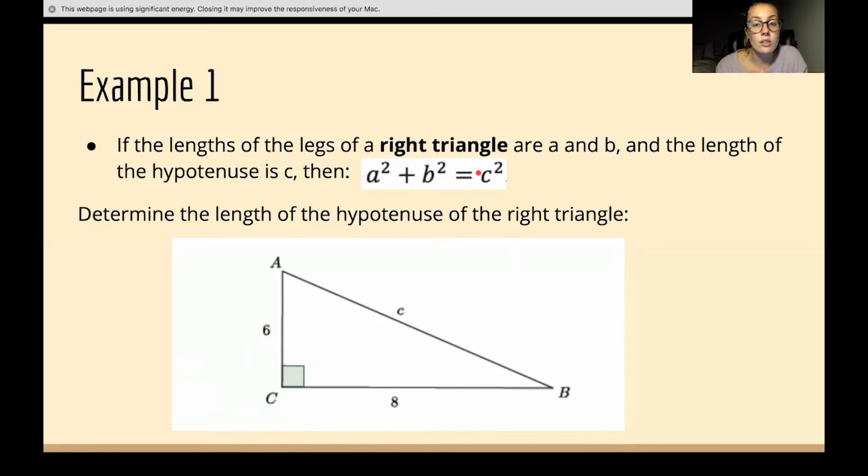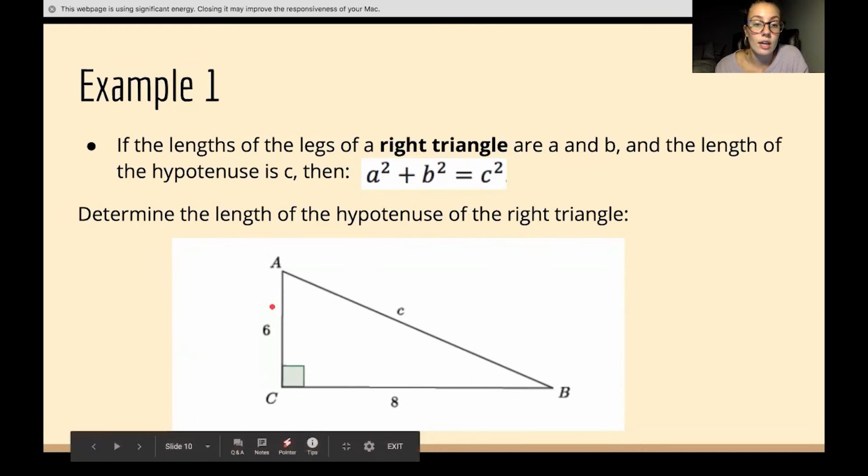So now we're going to start with an example. If the lengths of the legs of a right triangle are A and B, and the length of the hypotenuse is C, then this equation holds true for the Pythagorean theorem: A squared plus B squared equals C squared. So we want to determine the length of the hypotenuse of this right triangle. We have a leg over here and a leg over here.